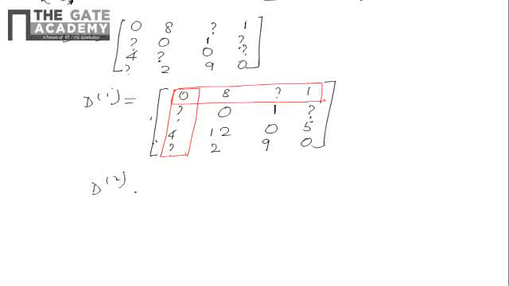Now the d2, in the d2 second row and second column will remain as it is, right? So write down the second column itself first.